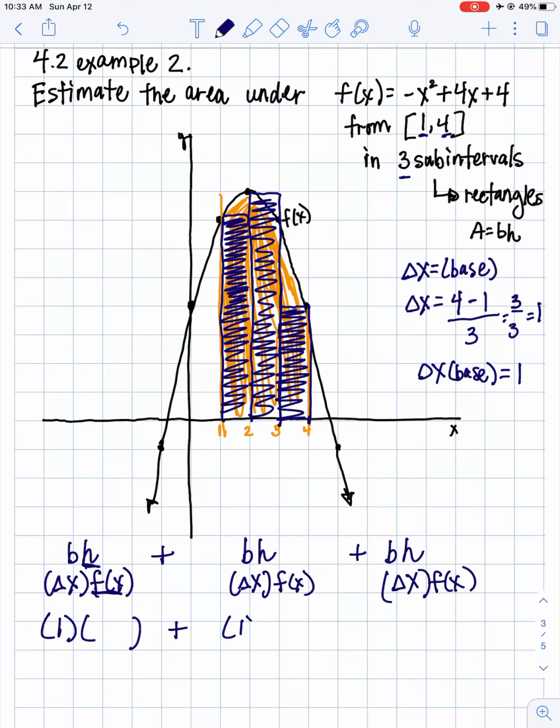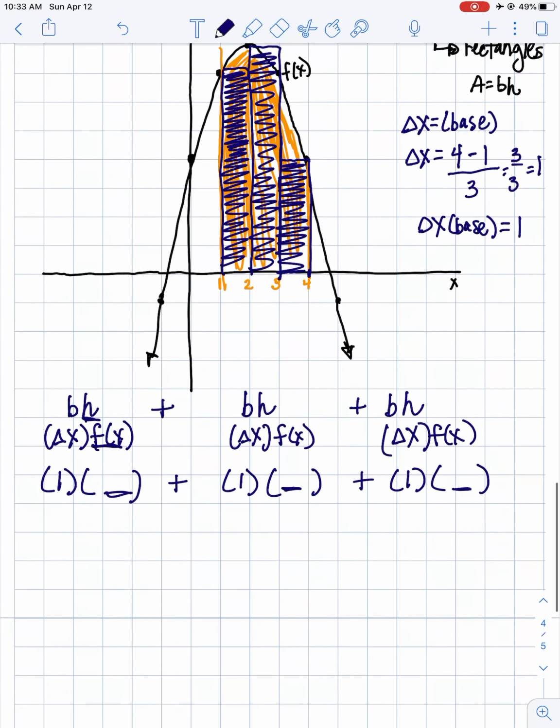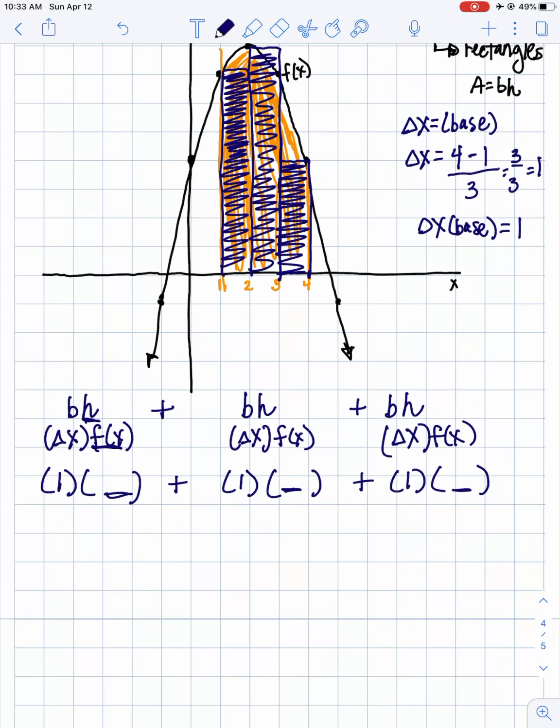We know that the base is always 1, so your delta x is 1 times another number, plus your base is another 1 times another number, plus your base is another 1 times another number. So we're going to go find these numbers. And again, what are these numbers? These numbers are heights, okay? And so how do we find heights? We plug in f of x.